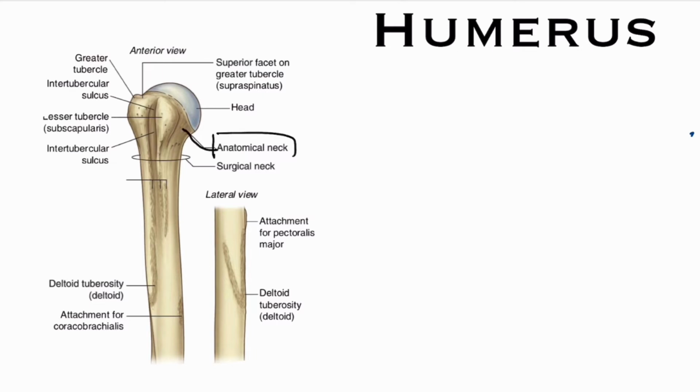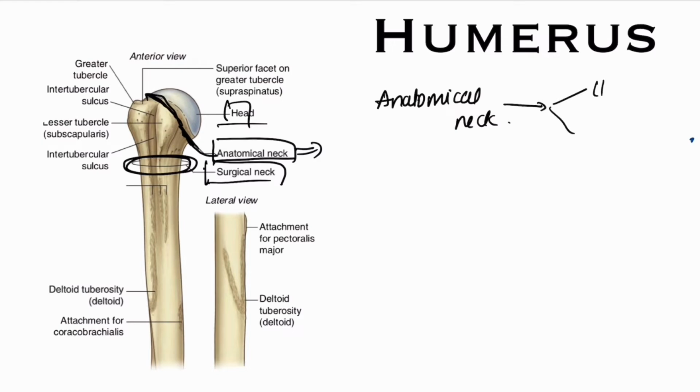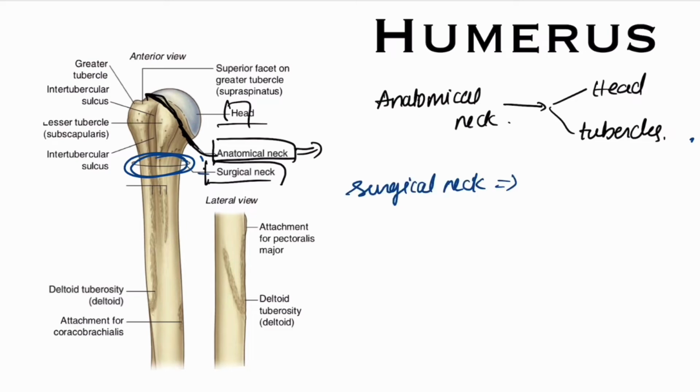And we also have the anatomical neck. This is the anatomical neck here, and we also have the surgical neck. This anatomical neck is formed by the groove that separates the head and the tubercles. And this is the surgical neck here. This surgical neck is weaker and the common site for fracture.